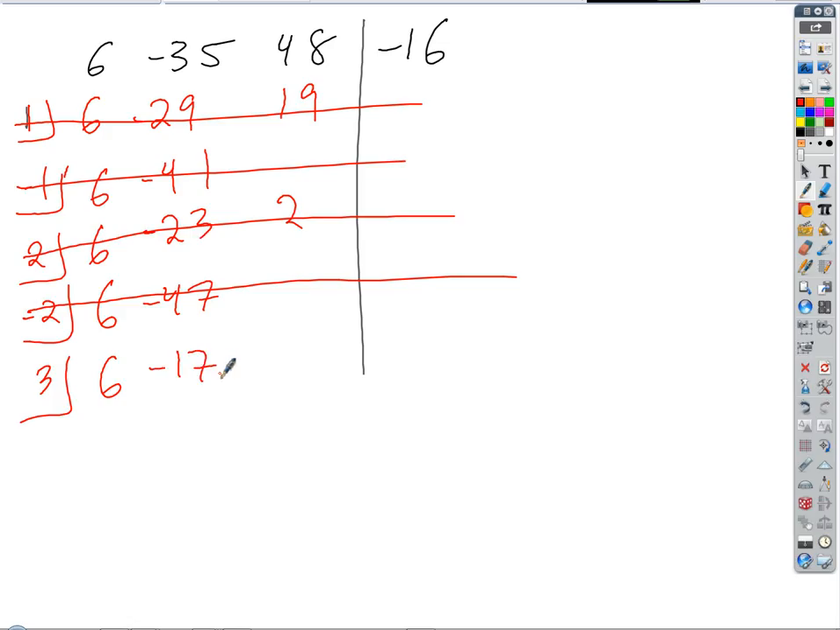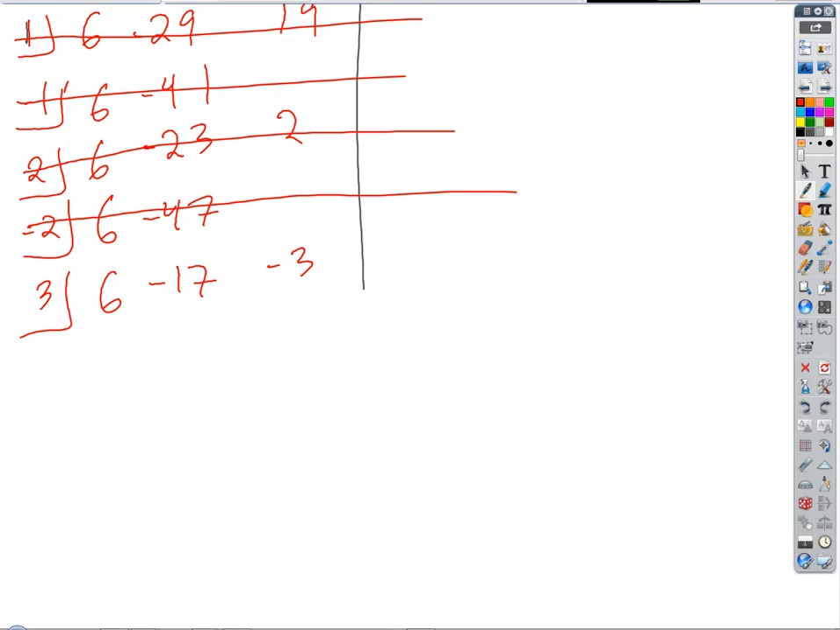3 times negative 17 is negative 51 plus 48 is negative 3. We're getting closer. 3 times negative 3 is negative 9 plus, that's not working, is it? Man, did I miss one here? Did I make a mistake on one of these? Is this one right? 6, 29. Oh, no. What about this one? 41. That's all right. Huh. It's not working yet.